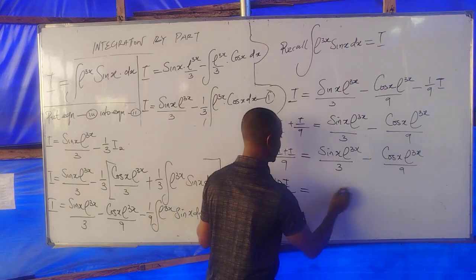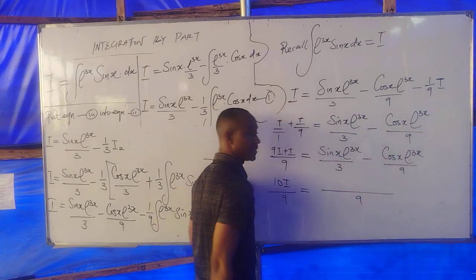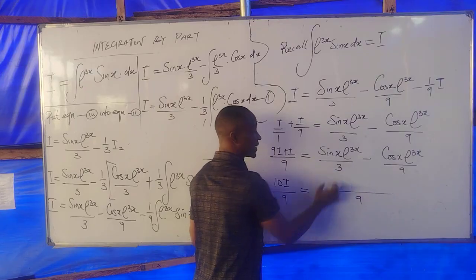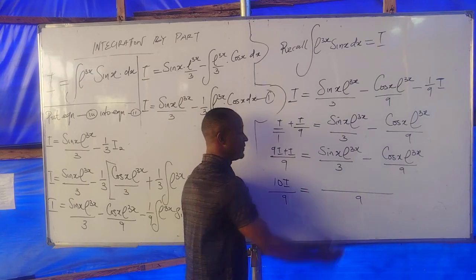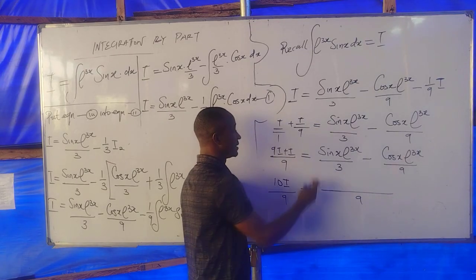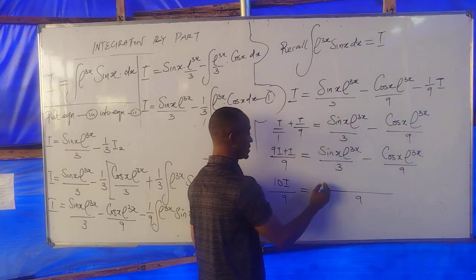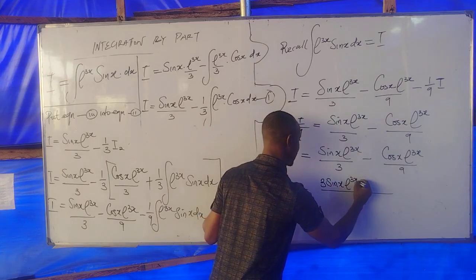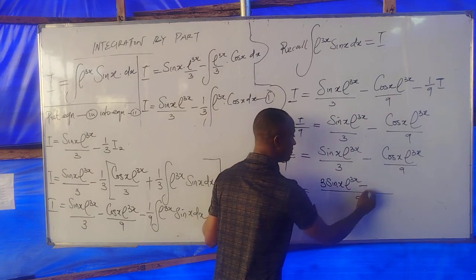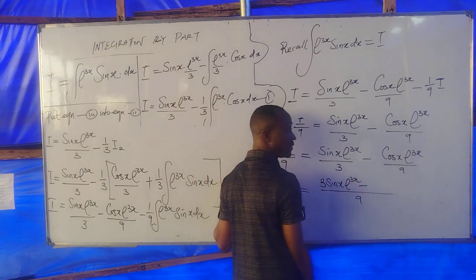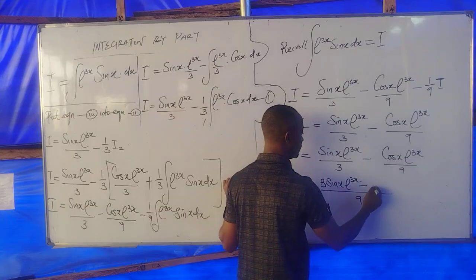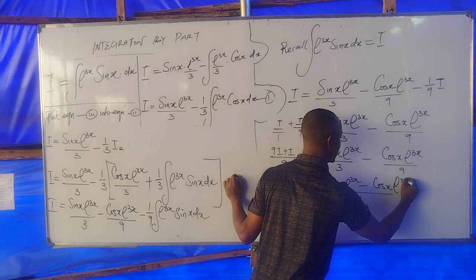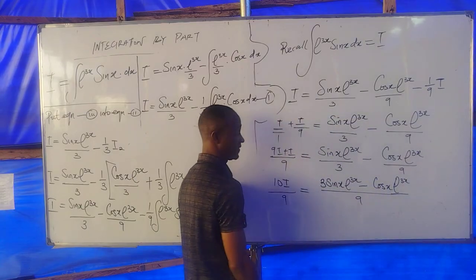Equals to, between these, what's the LCM here? Hope you know it's 9. 9 into 3 is what? Divide 9 by 3, you have 3. 3 times sine x is 3 sine x exponential 3x. Minus, 9 into 9 is 1, times what you have, we have cos x exponential 3x. Are you following, somebody?